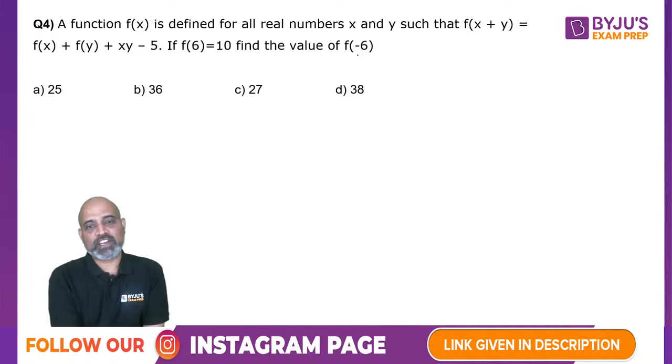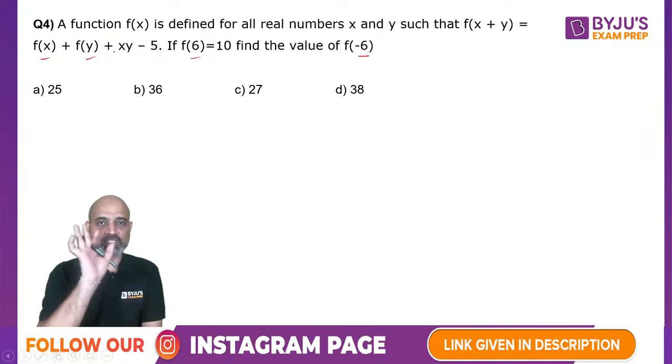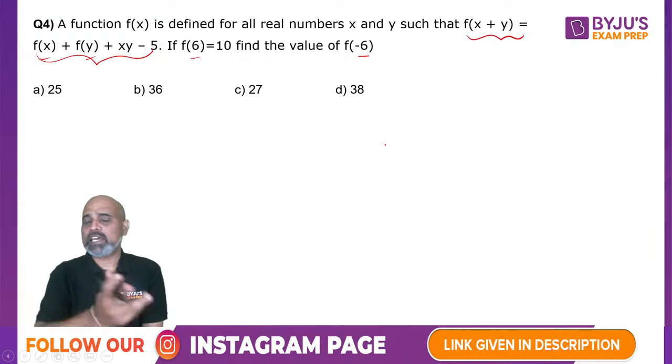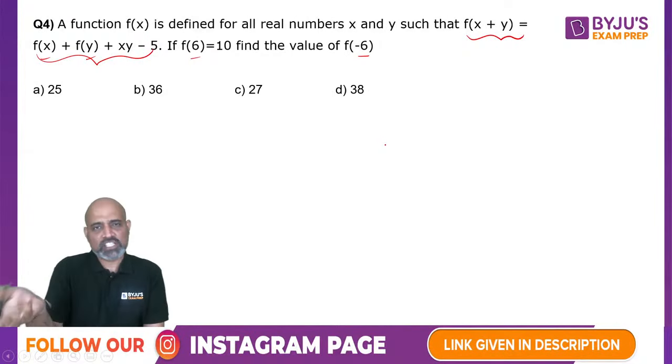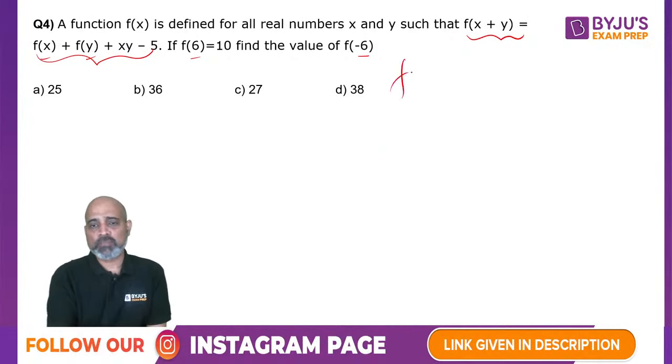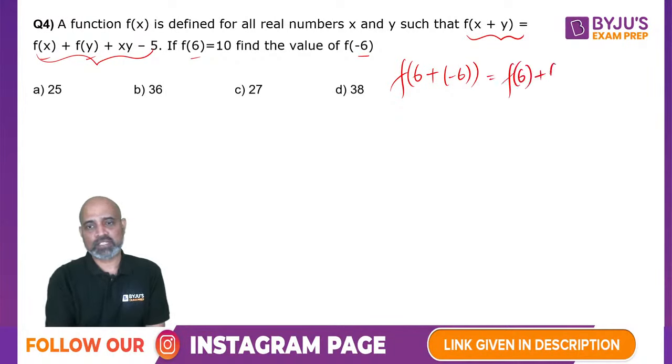Okay, so I want f of minus 6 from f of 6. So what shall I do so that I get f of 6 and f of minus 6 दोनों मिल जाए? ये given है ना हमें generator. So I'll put x is equal to 6, y is equal to minus 6, or y is equal to 6, x is equal to minus 6. These are variables, whichever value would you like to put. So if I put f of 6 as x, and y की जगह पे if I put minus x, so I will get f of 6 plus f of minus 6 plus 6 into minus 6 minus 5.